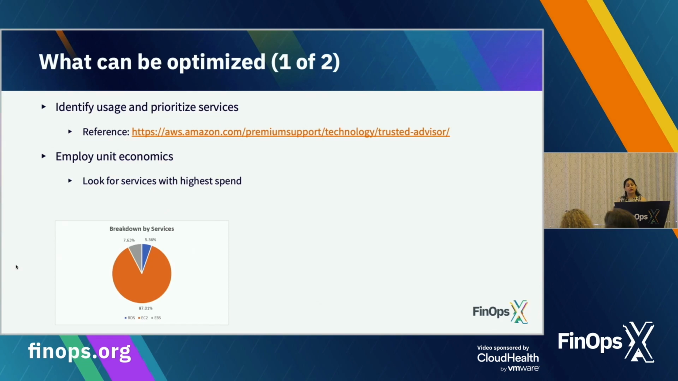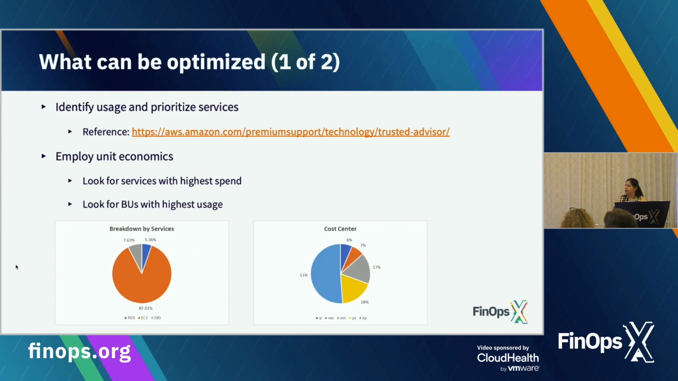You can look at the spend on how many services you are using and which are the highest spenders, which are the services where you spend the most money on. You can categorize it by a business unit or by an environment, by a particular product. But to calculate the unit economics, it assumes that you have very good tagging governance set up in your cloud infrastructure.